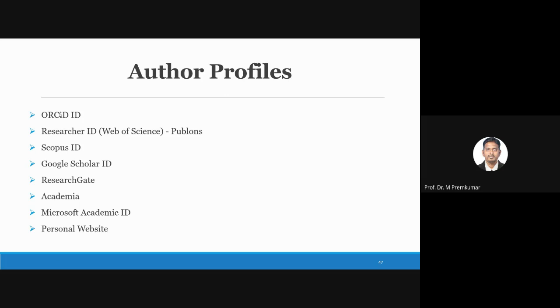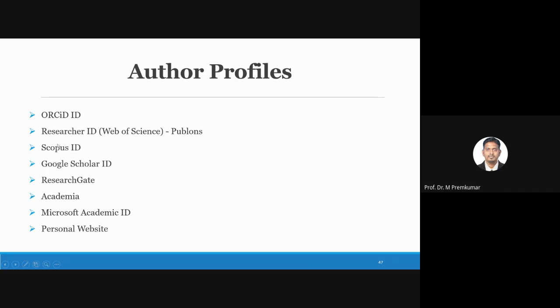When you go for any submissions, the publishers are now asking you to link the ORCID ID. In ORCID, one ID will be created, and inside it you can create your own profile as well. So this is very important. Similar to the ORCID ID, you will have a Researcher ID as well. This Researcher ID will be given by Web of Science, and similarly you will have a Scopus ID.